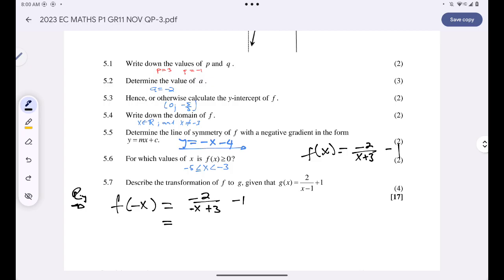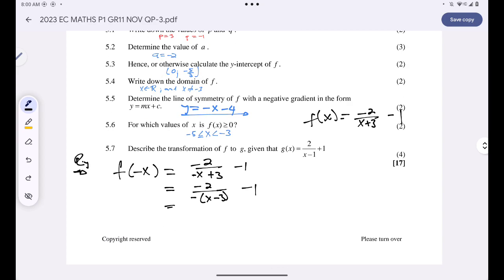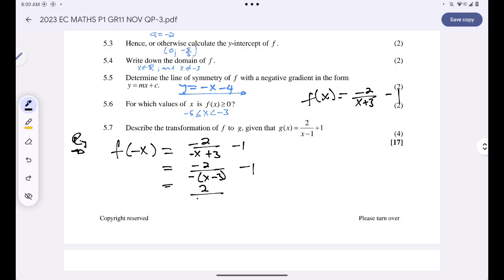I can take out a negative there at the bottom. I'll have -2 over minus x minus 3. I still have a -1. So this will give me a +2 over x minus 3, minus 1. So for us to get a +2, that means the graph was reflected along the y-axis. That's the first thing that was done. So whenever our graph is reflected on the y-axis, it simply means that now our asymptote for x will change. It will be at +3, right?